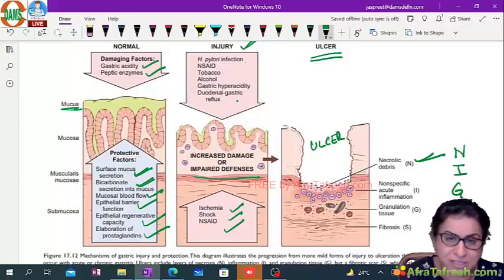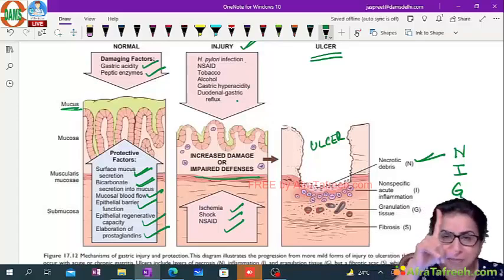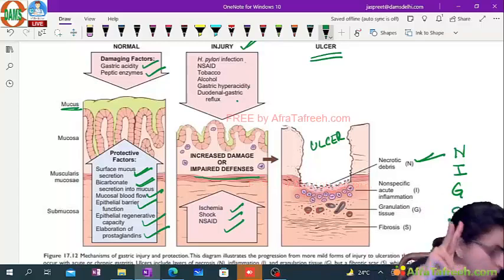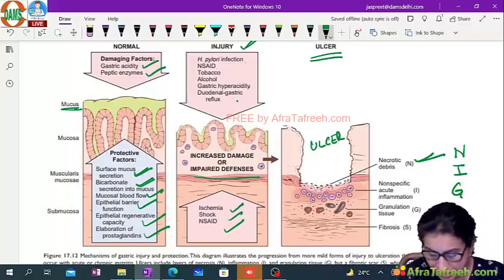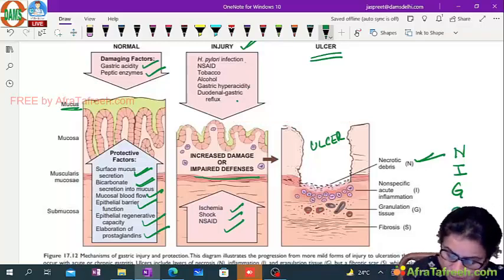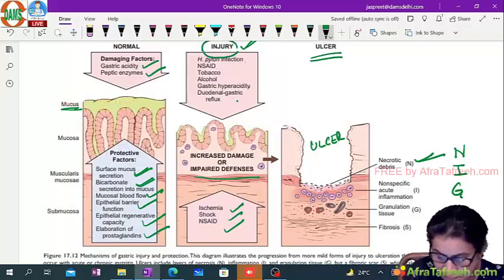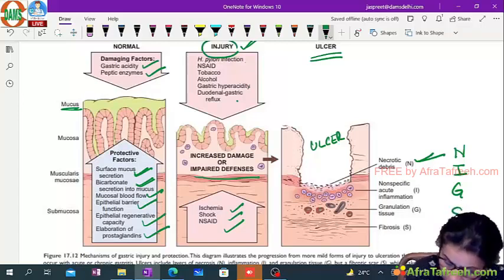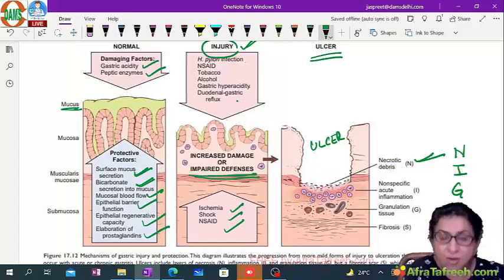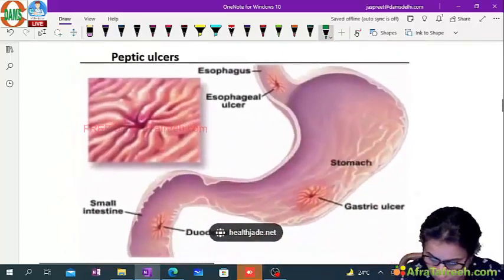Where can peptic ulcers be located? Peptic ulcers can be in the stomach, in the duodenum, or even in the lower esophagus. Why do peptic ulcers occur? They are defects in the mucosa. They occur because of injury to the gastric mucosa, which can be due to H. pylori, NSAIDs, tobacco, alcohol, gastric hyperacidity, or duodenogastric reflux, or if the defenses of the stomach are impaired, like in ischemia, shock, or NSAIDs, that produces ulcers in the stomach.